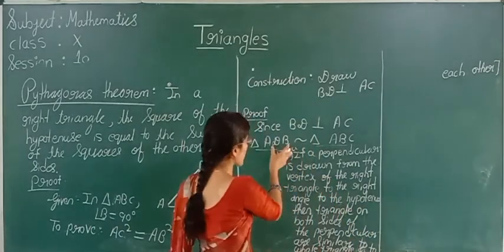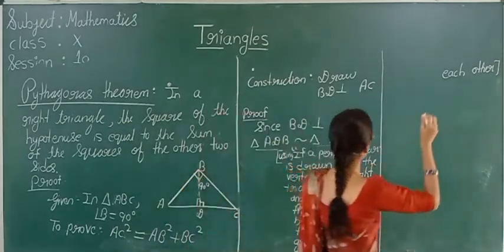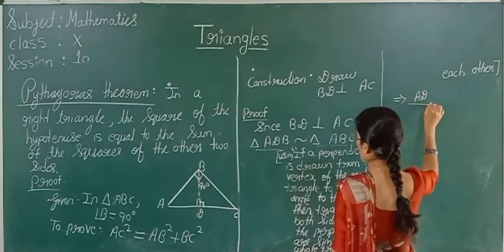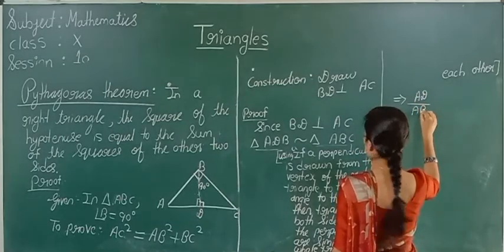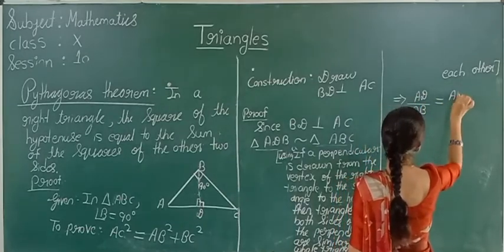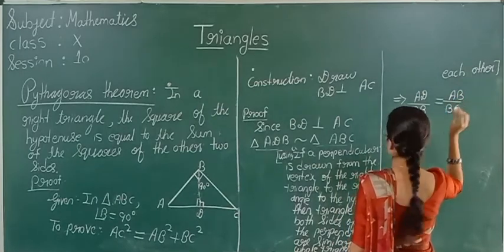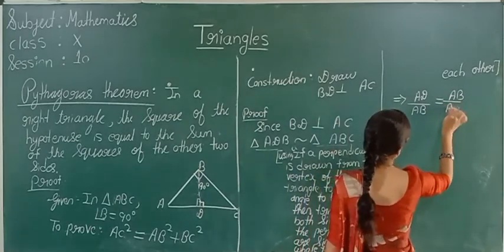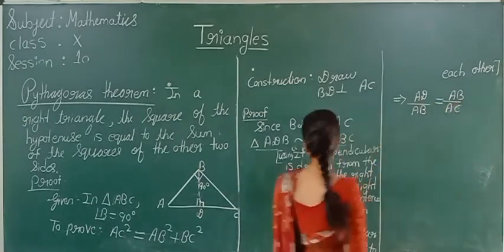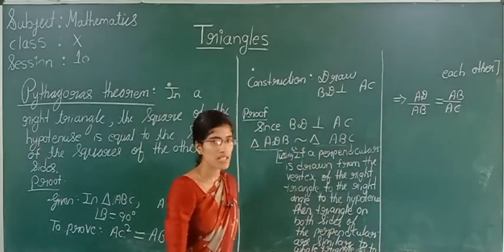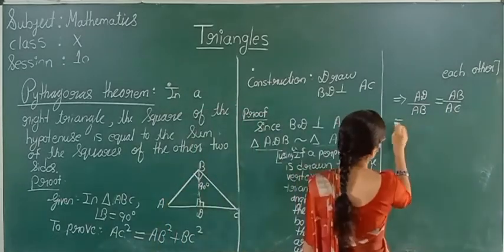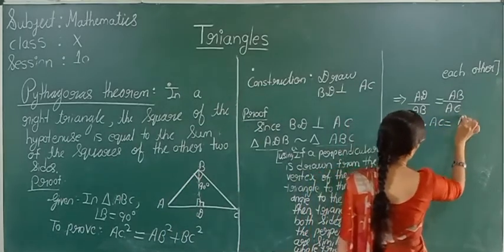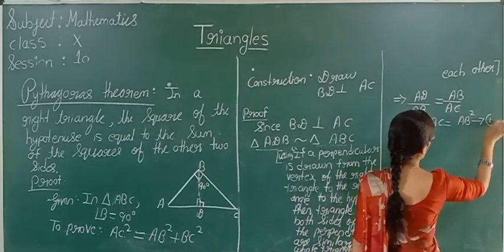Now see, if two triangles are similar, what can we write here? This implies AD by AB is equal to AB by AC, because if two triangles are similar, then their corresponding sides are in the same ratio. So this implies AD into AC is equal to AB square. Call this equation number 1.